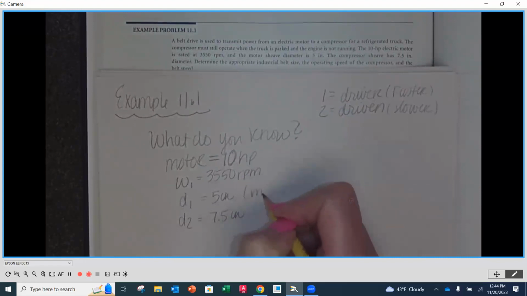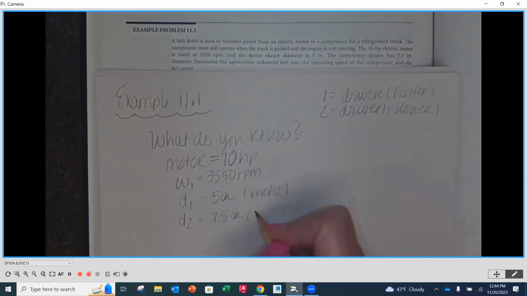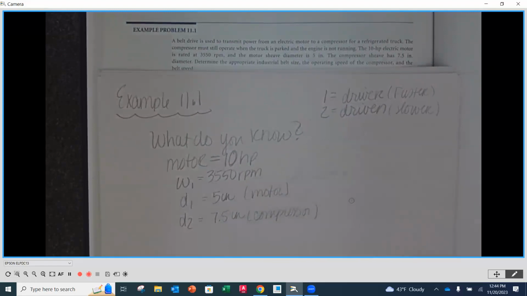So this is motor, right? And this is compressor. So the problem didn't say the pitch diameter for the sheave on the motor is, but you got to kind of see what they're giving you and line things up here. Okay. Good.